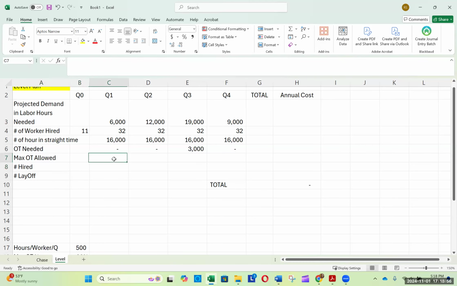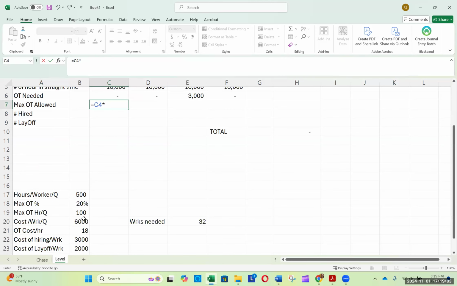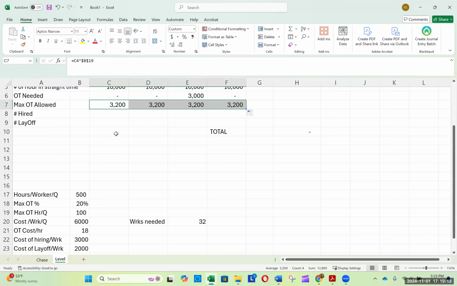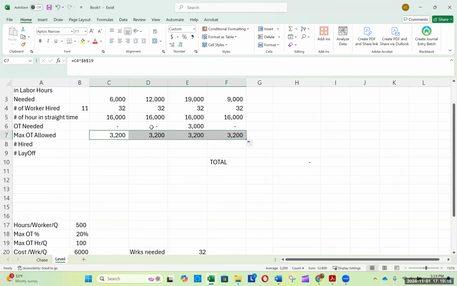Max OT allowed is going to be basically the number of workers times, remember that 100 is the maximum you are allowed, and anchor it, and let's go across. Your goal is to make sure that you are allowing enough overtime, and it looks like you do. You're okay. This is the only period when you need overtime. You need 3,000 is what you need. Maximum allowed is 3,200. You are well within the limit.